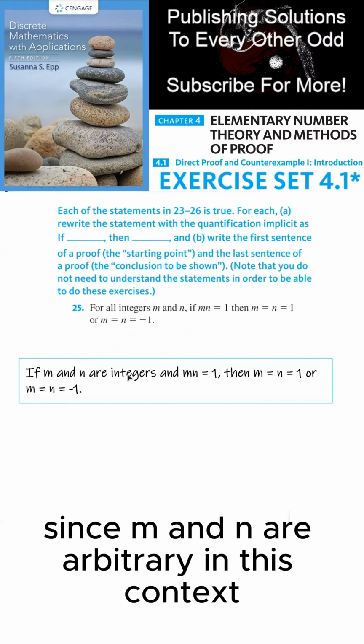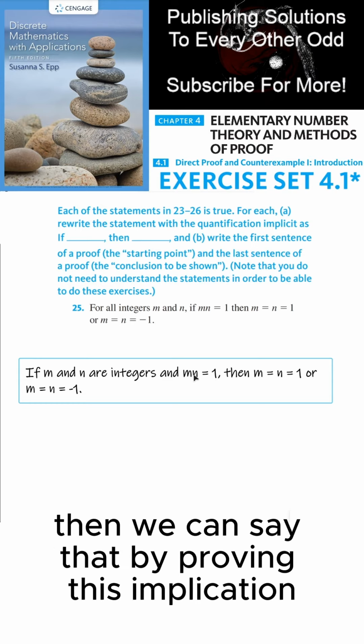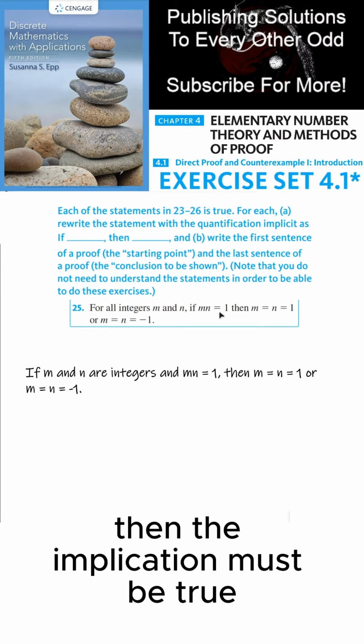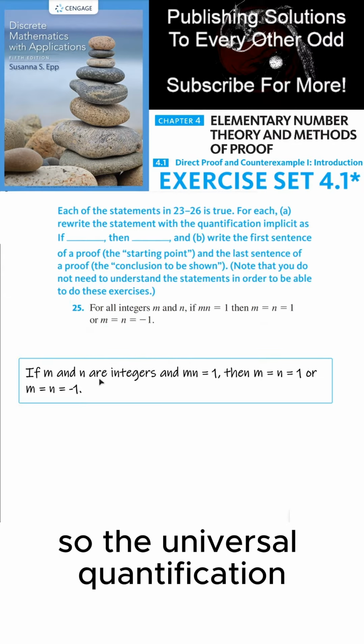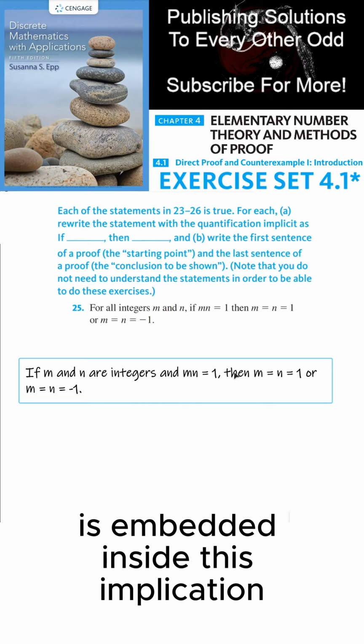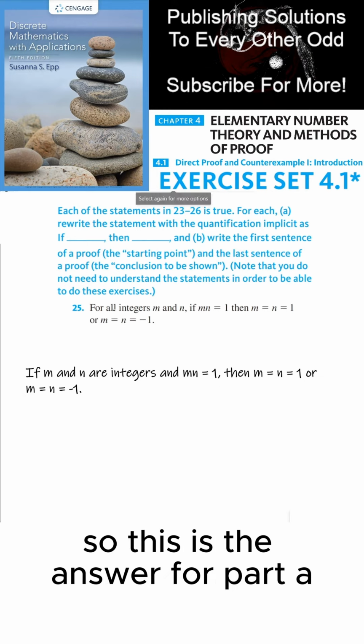Since m and n are arbitrary in this context, then we can say that by proving this implication, the implication must be true for all integers m and n. So the universal quantification is embedded inside this implication. So this is the answer for part A.